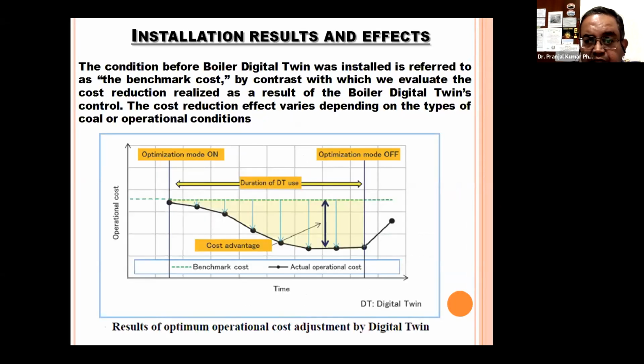And if you see the duration of DT use, the cost advantage is that the operational cost is going down with time. That is the advantage you are achieving if you are using this DT, digital twin method, for optimization of your control values. See, optimization mode is on and off. During that time, you see that operational cost is going down.